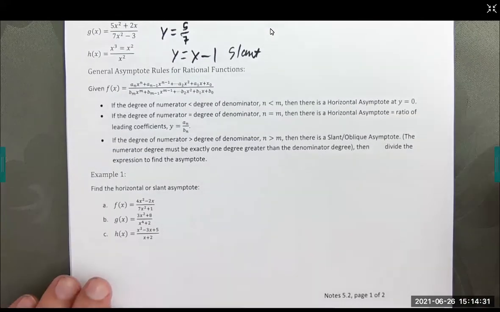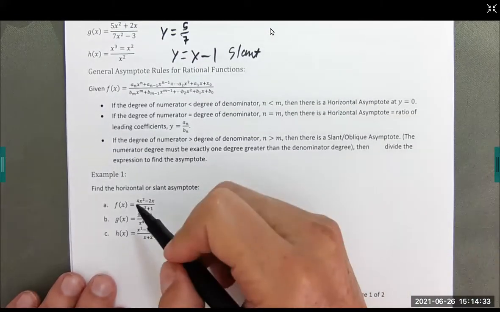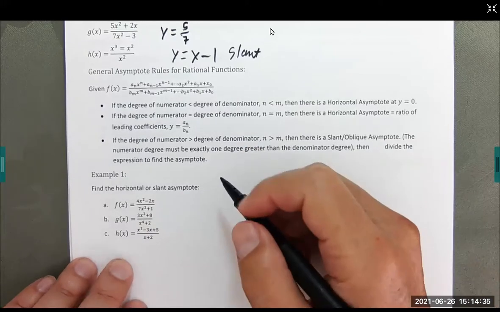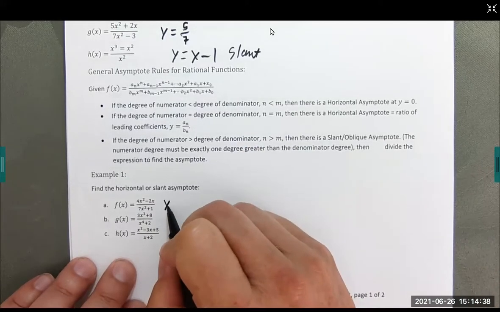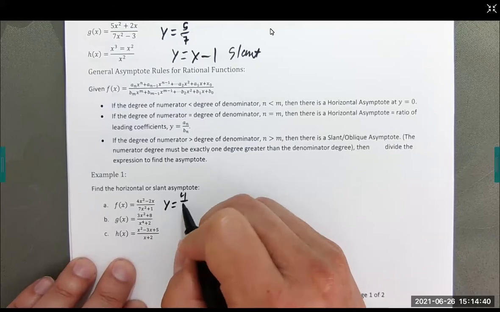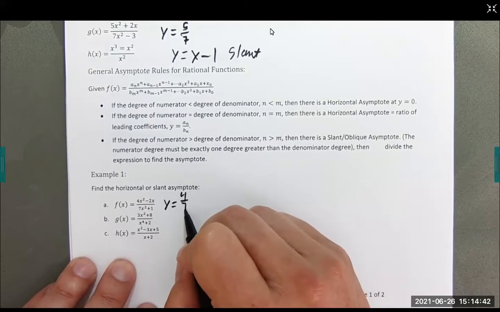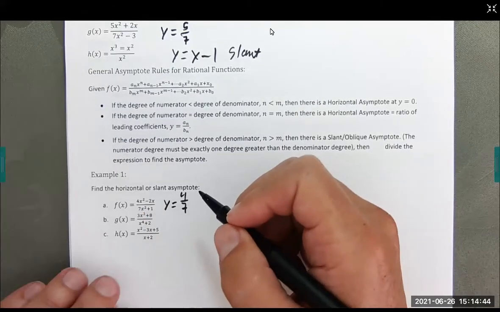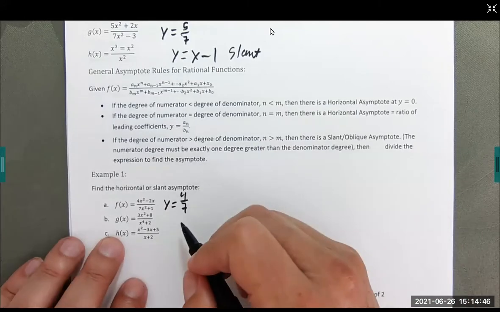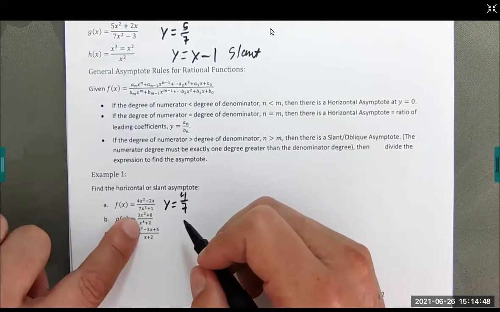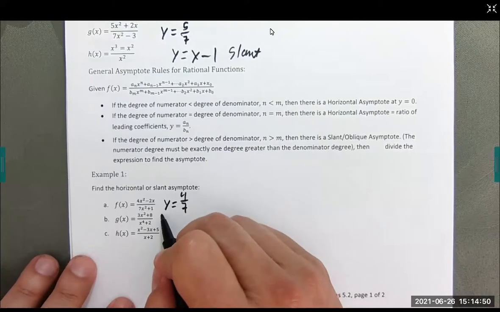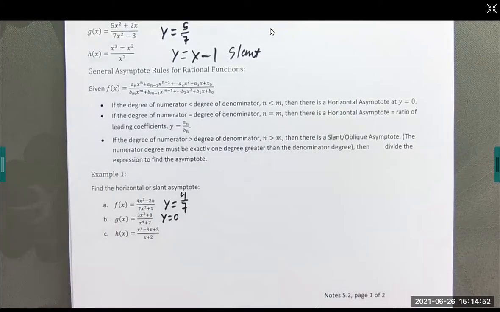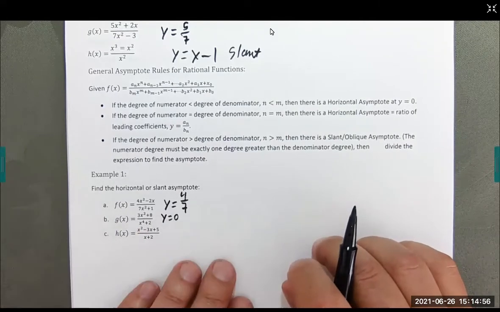All right, so let's do these 3 examples. Here we have the same degree, so the horizontal asymptote is at 4 over 7. They're both second degree. For part B, the degree in the bottom is larger than that at the top, so it's going to be y equals 0. And here, because the degree is larger on top than on the bottom, we have a slant asymptote.